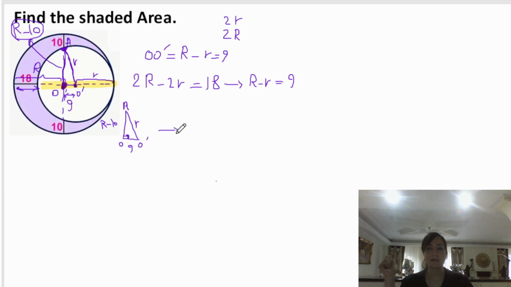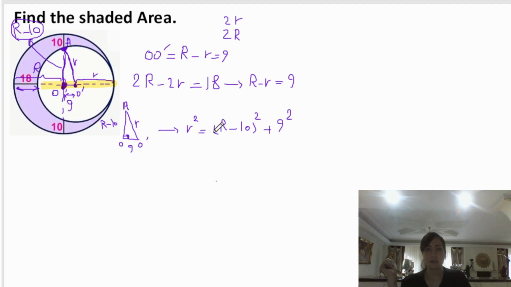Okay, I can use the Pythagorean theorem. For the Pythagorean theorem, I say that the hypotenuse to the power of 2 equals the vertical side to the power of 2 plus the base, or horizontal side, to the power of 2. So I say r to the power of 2 equals the vertical side, capital R minus 10, to the power of 2, plus 9 to the power of 2.